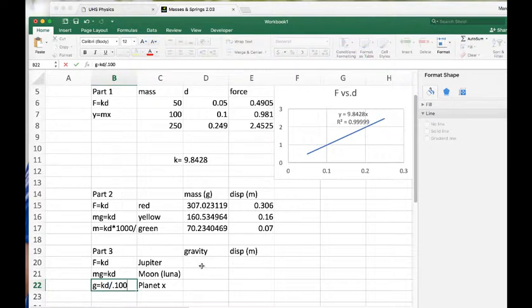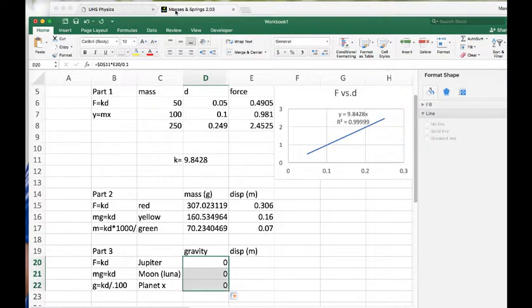Okay, so in this equation we do equals K value, so we're going to grab this K value again, and we want that to be static, so we're going to use dollar signs. Dollar signs times this displacement, and then we'll divide that by 0.100, and we can drag that down.